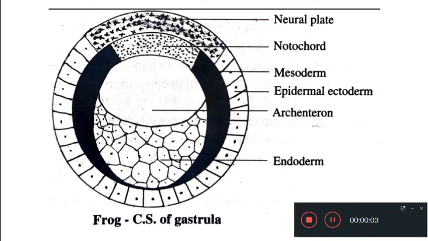Today we will study the steps involved in the formation of notochord, mesoderm and coelom in the frog embryo. So before that we will just go to frog gastrula, a late gastrula in cross section. We can see this is the ectoderm which is differentiated into the neurectoderm and the epidermal ectoderm.